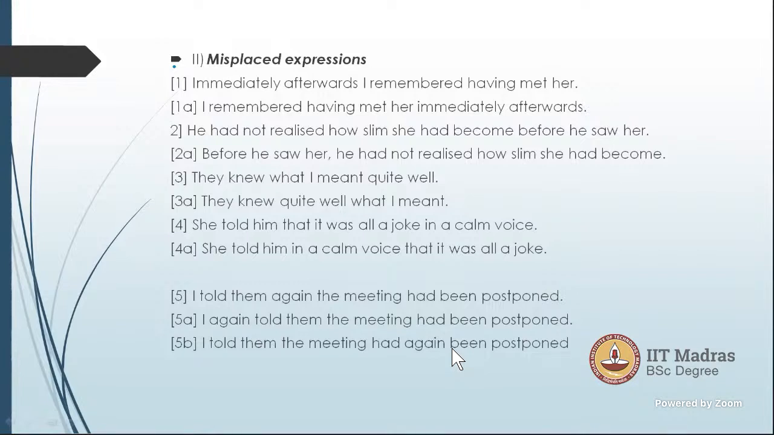So in both the sentences 5A and 5B, the usage of again gives you different meaning. In the first one, it is about the person having repeated the fact that the meeting has been postponed, and the second one is about the meeting itself being postponed for the second time. In both cases, you have different meanings. So that's on misplaced expressions.